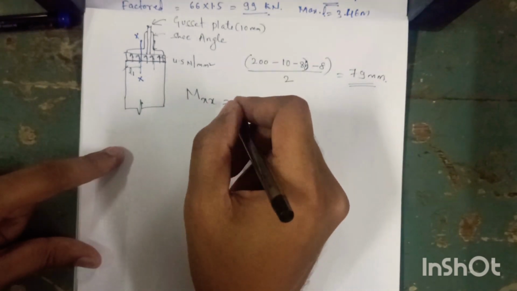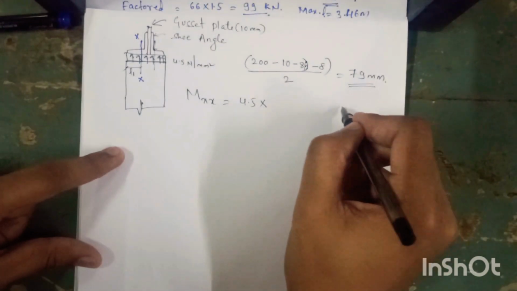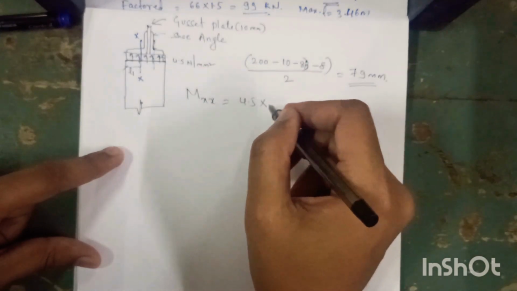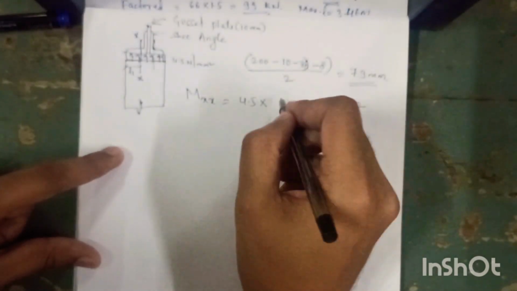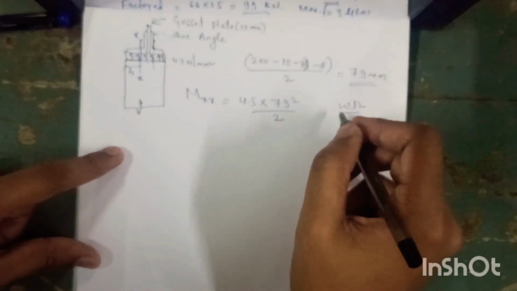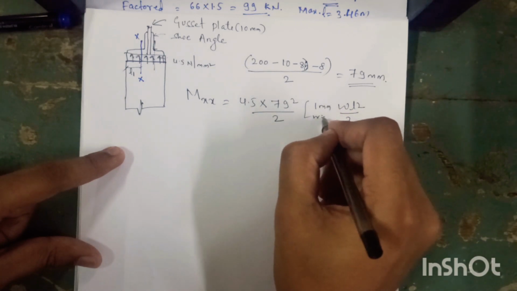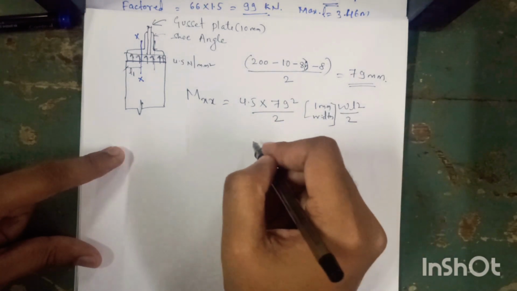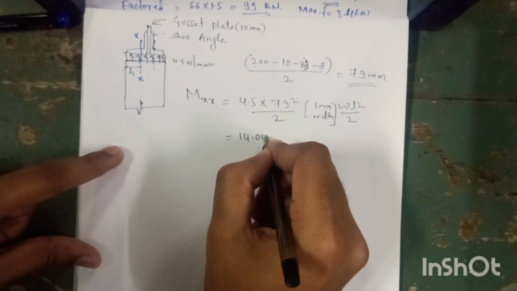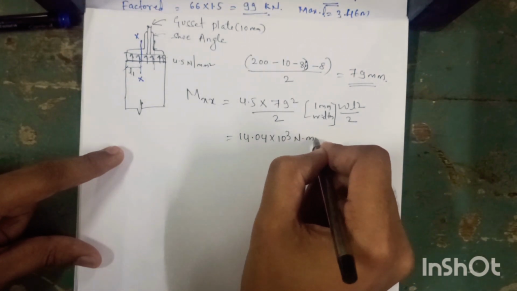That is, base pressure 4.5 into, the moment of a cantilever beam will be WL square by 2. So W being the base pressure, 4.5 into 79 square divided by 2, for 1 mm width. So we will get it as 14.04 into 10 to the power 3 Newton millimeter.